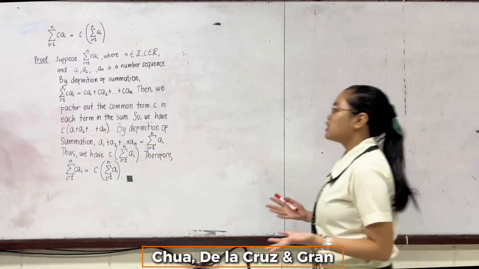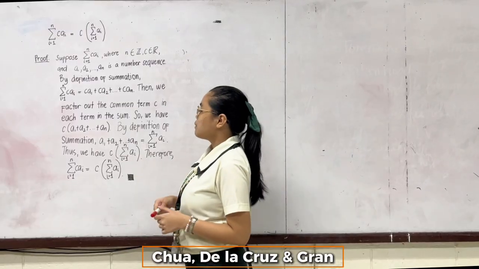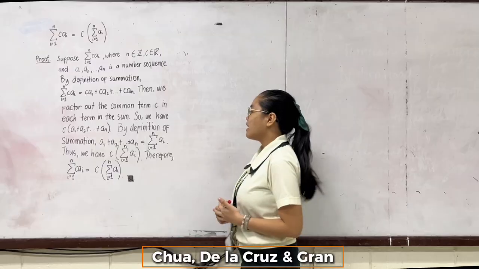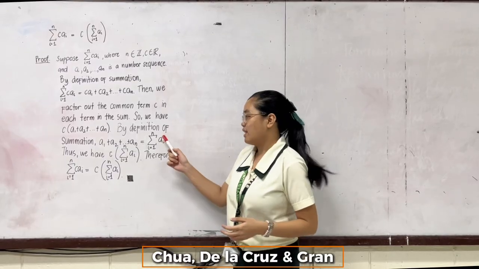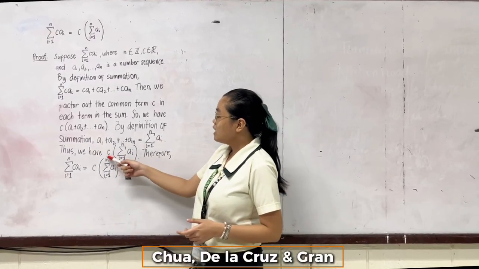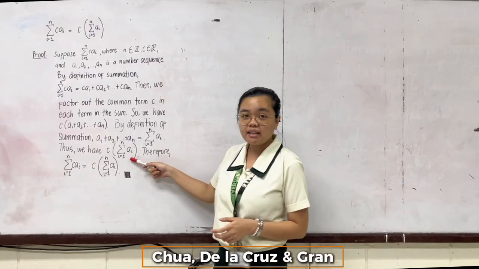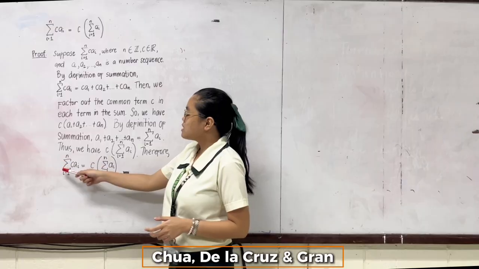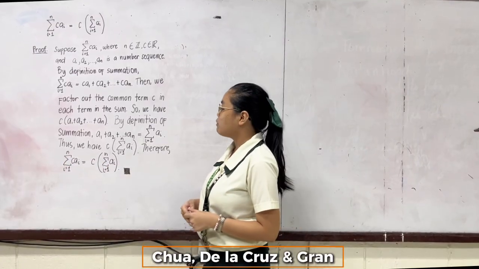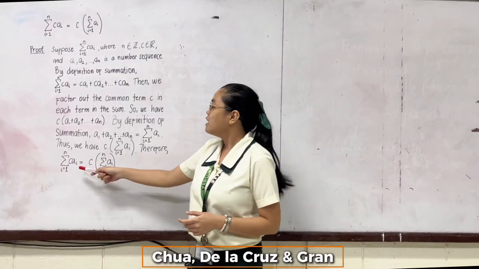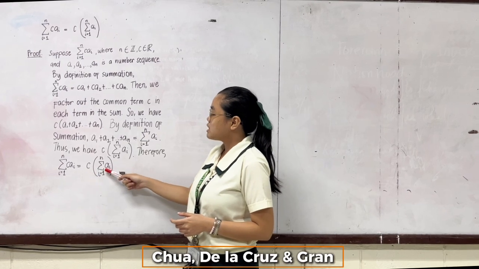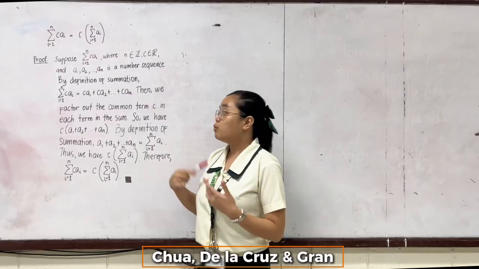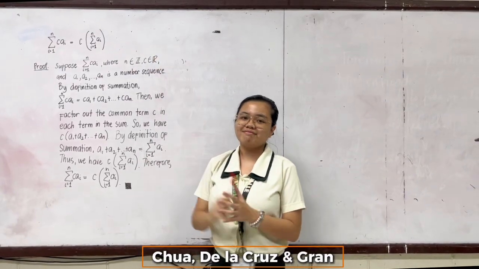And by the definition of summation, a sub 1 plus a sub 2 plus up until a sub n is equal to the summation of a sub i, where i runs from 1 to n. Thus, we have c times the summation of a sub i, where i runs from 1 to n. Therefore, we have proven that the summation of c times a sub i, where i runs from 1 to n, is equal to c times the summation of a sub i, where i runs from 1 to n. Therefore, we prove this statement.